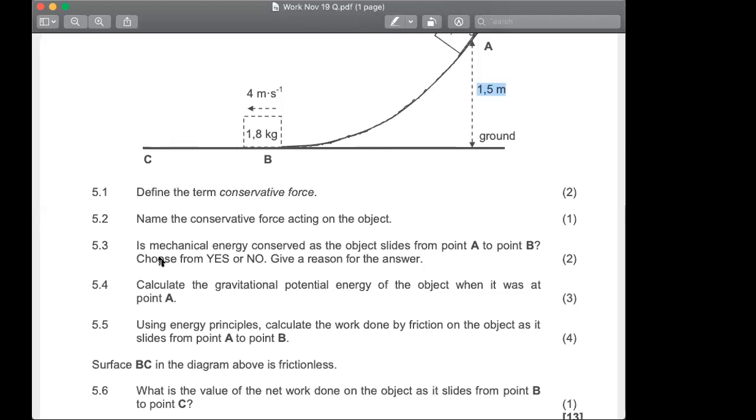Okay, Jazakallah. 5.4. What is the answer for 5.2? Name the conservative force acting on the object. The conservative force acting on the object will be gravitational force. Gravitational force. Okay, Jazakallah.